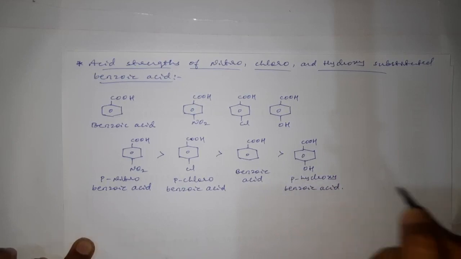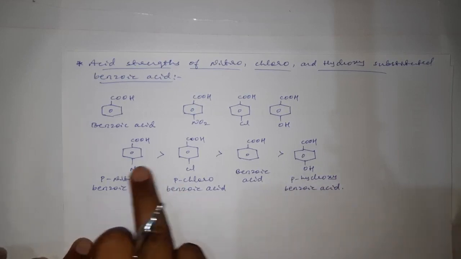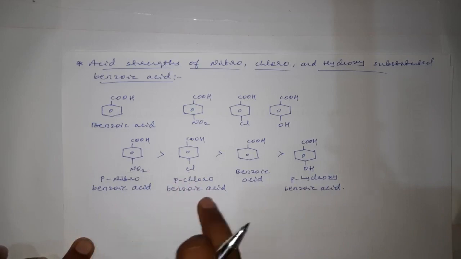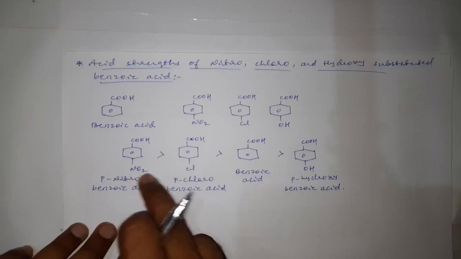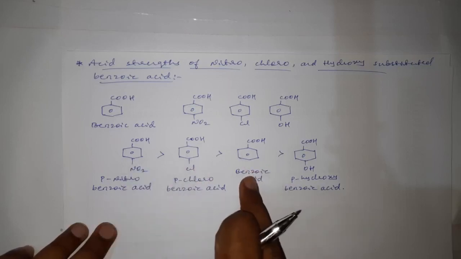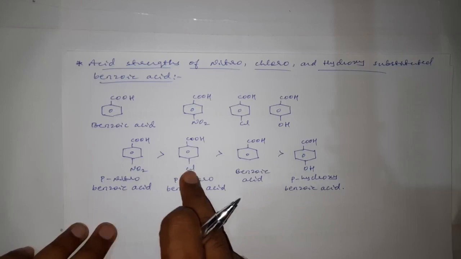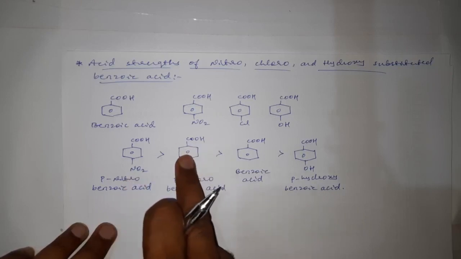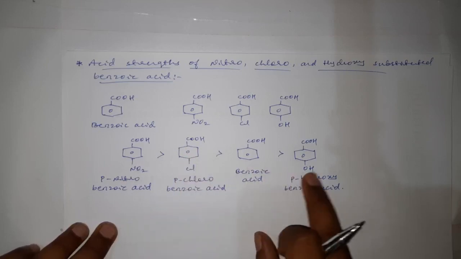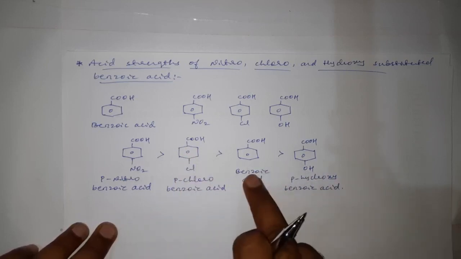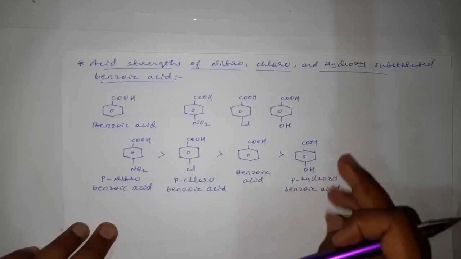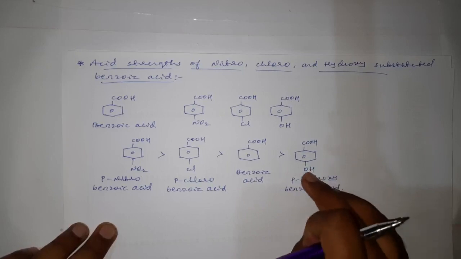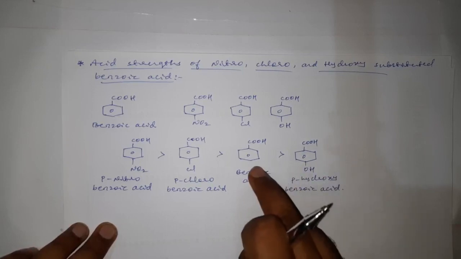benzoic acid. Here I am telling this one is more acidic than chlorine, parachlorobenzoic acid. Why? Because it is having high capacity of withdrawing the electrons, and these two are more acidic than benzoic acid. Why? Because these two groups are electron withdrawing groups, and these will increase the acidic nature of benzoic acid. Okay, then this para hydroxy benzoic acid is less acidic as compared to benzoic acid. Why? Because this OH group is an electron donating group. If electron donating group is there, then it will decrease the acidic nature of this benzoic acid.